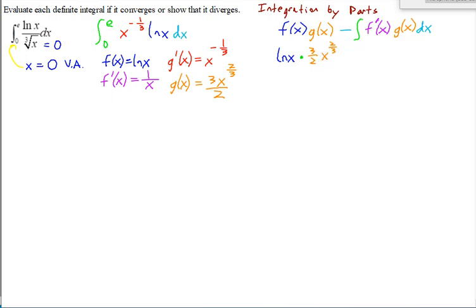And this one's a definite integral, so this is the part that's already integrated. So this one would be evaluated from 0 to e. And then minus the integral from 0 to e. This is the part we still have to integrate. F prime of x is 1 over x times g of x, 3x to the 2/3 over 2, times dx.